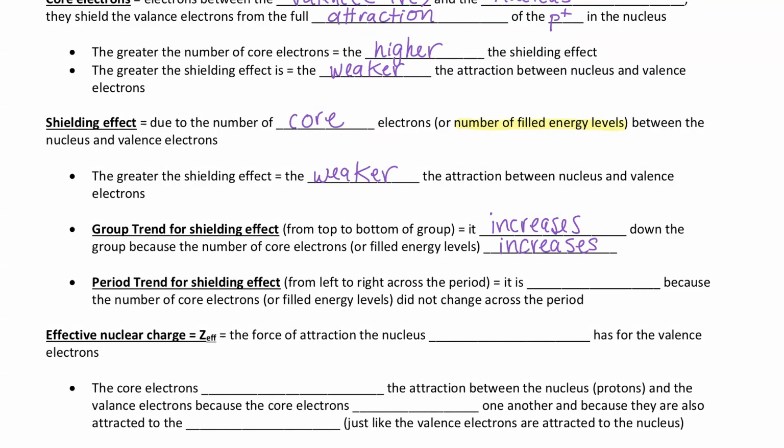What about a period trend? As we go from left to right across a period, what happens to shielding? It's going to be the same, right? That very first model, number 1, in the POGL activity showed us we have the electrons. So we're going to say that this is constant because our number of core electrons does not change across the period. Great.